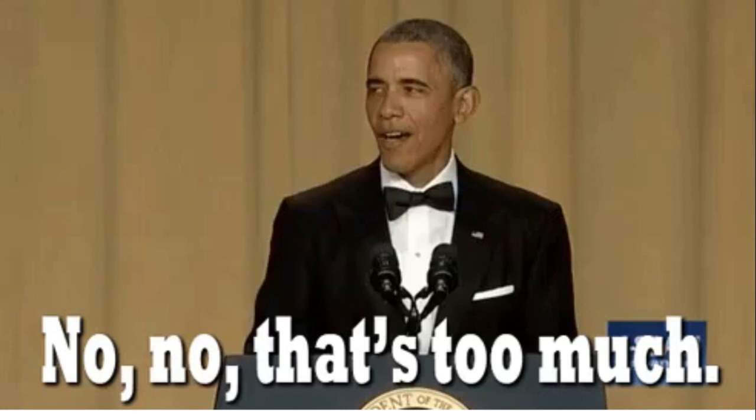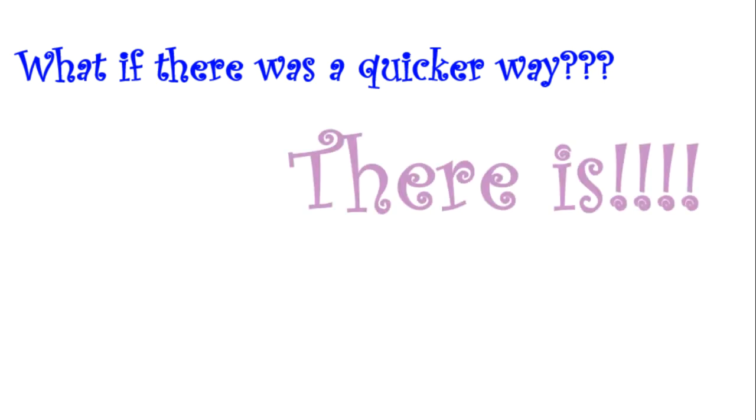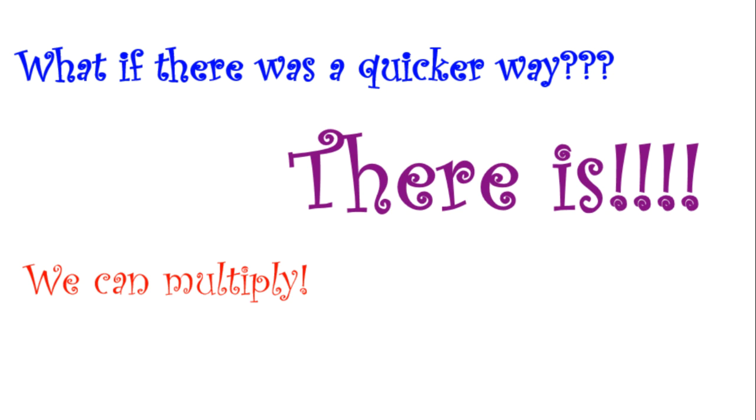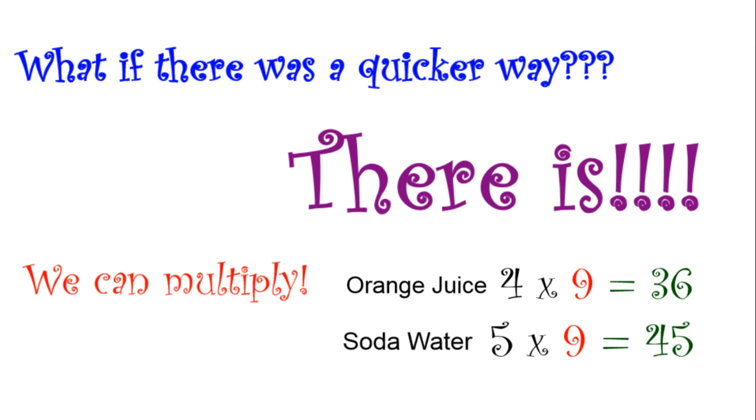So you might be saying, oh no, that's too much. So there is a quicker way, and that quicker way is that we can use multiplication. If you think about it, we know that 4 times 9 is 36, and 5 times 9 gets me 45. From our problem, we have the ratio of 4 to 5, and we know we're trying to find a recipe that uses 36 liters of orange juice and 45 soda water.